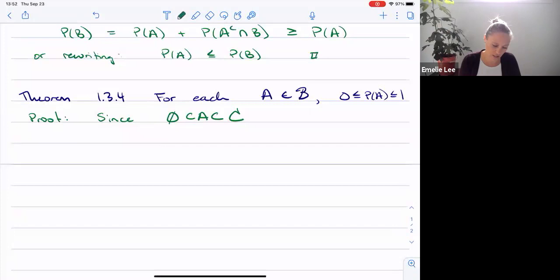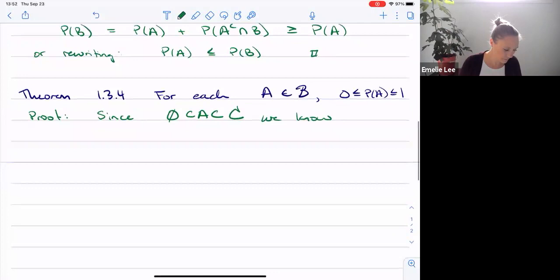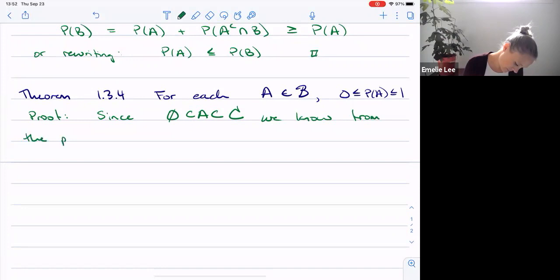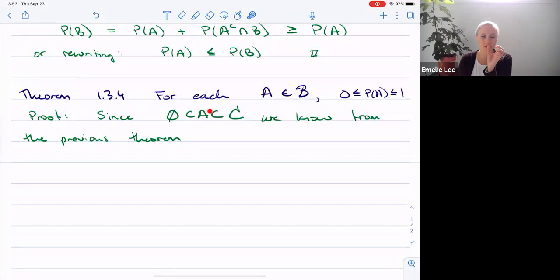We know, and maybe I should say from the previous theorem, that if A is contained in the sample space, then the probability of A is less than or equal to the probability of the sample space. And we know the probability of the sample space is one. So that's where we're going to get that one from.